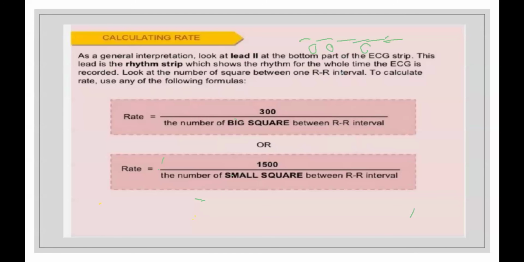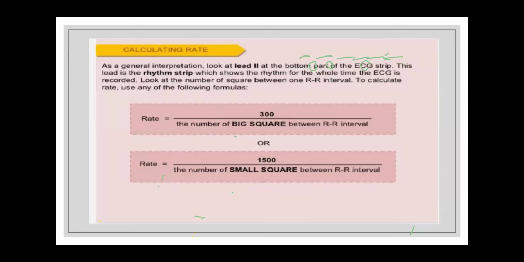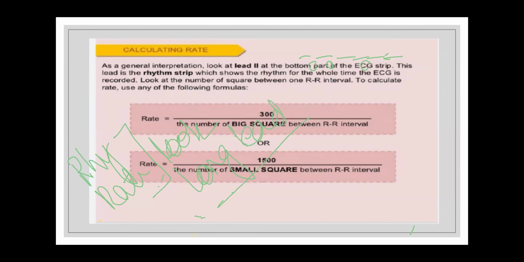We have discussed the rhythm in detail. Now we'll talk about the rate, how you are going to calculate the rate. For rhythm and the rate, please remember, you are going to look for the long lead. Long lead could be any lead, but most of the time in your ECG, the long lead is lead 2.